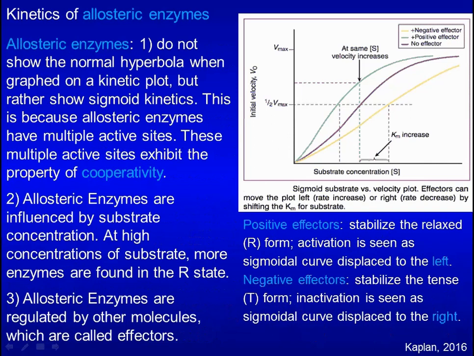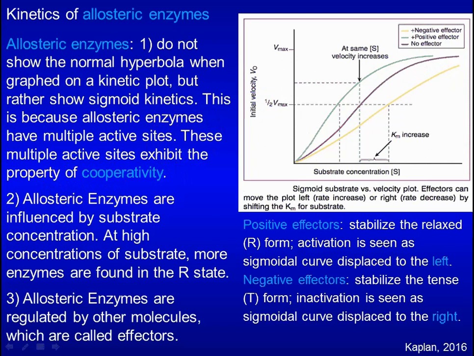Allosteric enzymes do not follow Michaelis-Menten kinetics. They do not show a normal hyperbola when graphed on a kinetic plot, but rather show sigmoid kinetics. Here is the kinetics for an allosteric enzyme without effector, and this shows sigmoid kinetics. This is because allosteric enzymes have multiple active sites. These multiple active sites exhibit a property of cooperativity, reminiscent of hemoglobin.